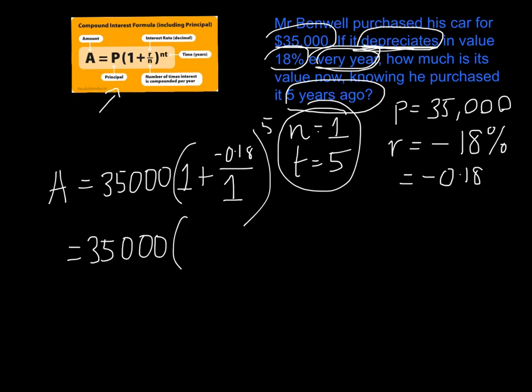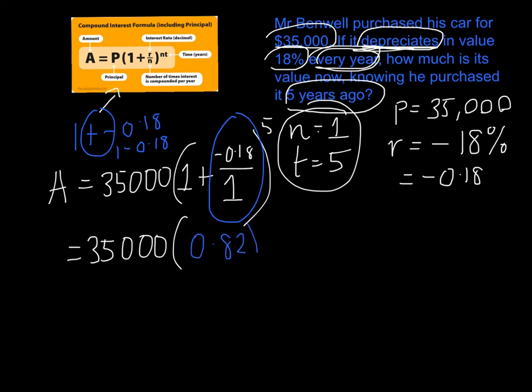First inside the brackets, we need to do the division first. Negative 0.18 divided by 1 is going to stay the same. Anything divided by 1 stays the same. So what I'm going to be left with is 1 plus negative 0.18. A negative and a positive is going to be equal to 1 take away 0.18. So 1 take away 0.18 is equal to 0.82, all to the power of 5.